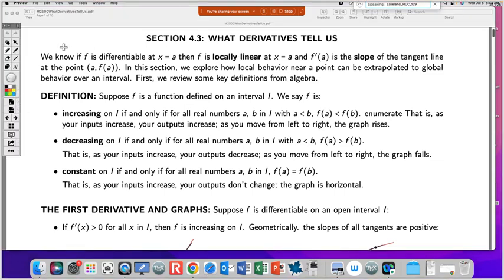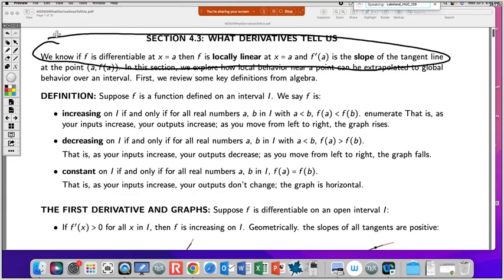It comes back to this. Differentiability means locally linear. So geometrically, the derivative is the slope of the tangent line. Geometrically, the tangent line is the line you get when you zoom in on a graph and you see a line.